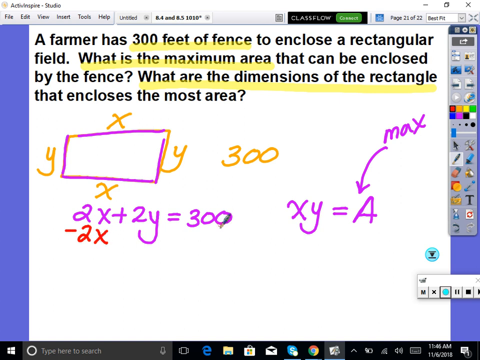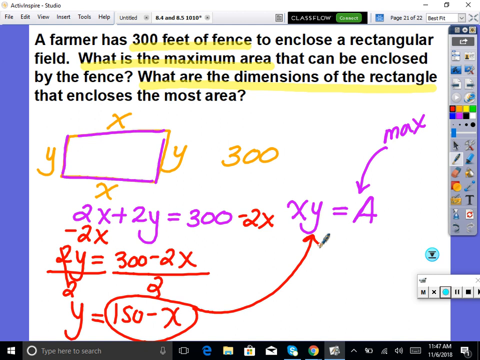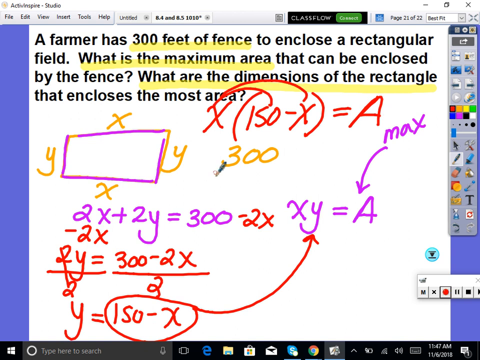So subtract 2x. 2y equals 300 minus 2x. You're solving for y. Divide by 2. So then y is equal to 150 minus x. Well, now look at that. Let's plug that in wherever there's a y. So now we have x times 150 minus x equals area. Distribute that in. We do have a quadratic, it turns out, after all. We have 150x minus x squared equals area.